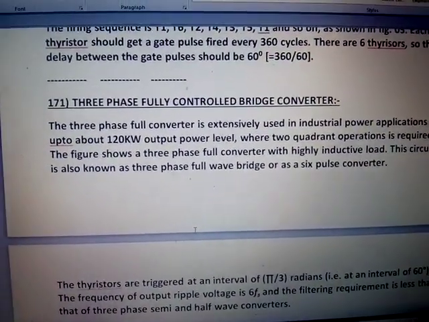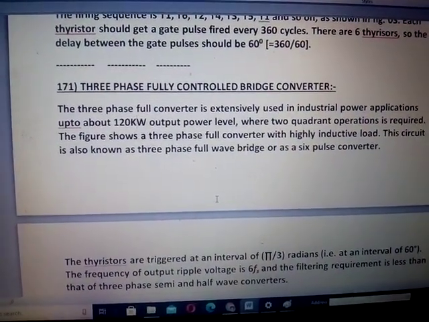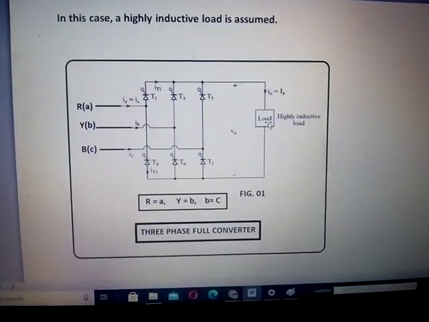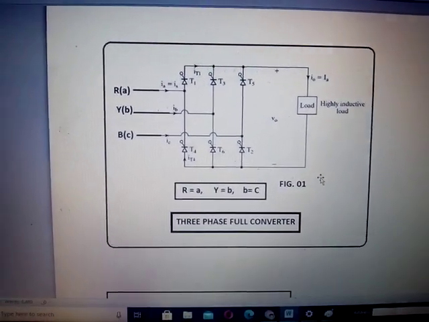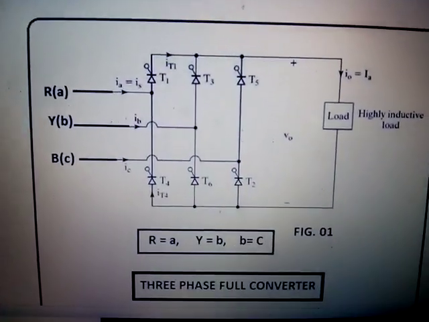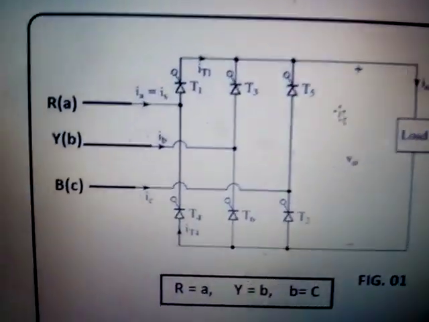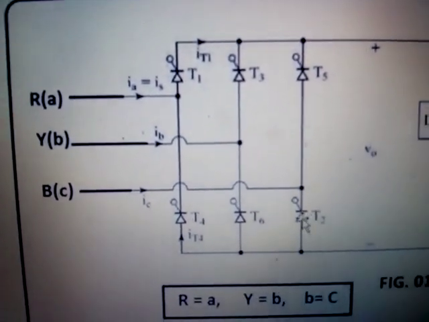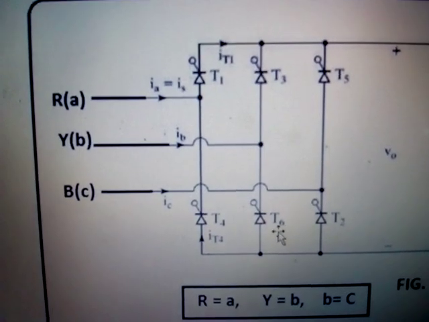Next, three-phase fully controlled bridge converter, or three-phase full converter. Here we have all the SCRs. We have 6 SCRs: T1, T3, T5. We will number it like this: T1, T3, T5. Then T4 here, then T4, T6.